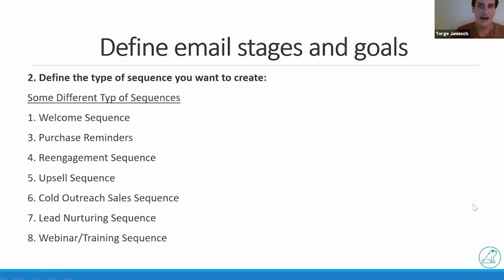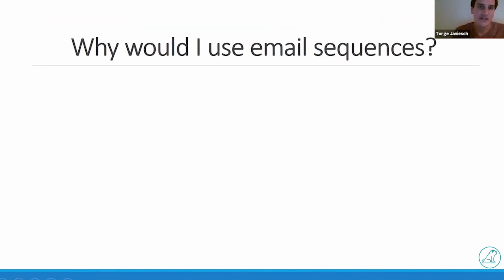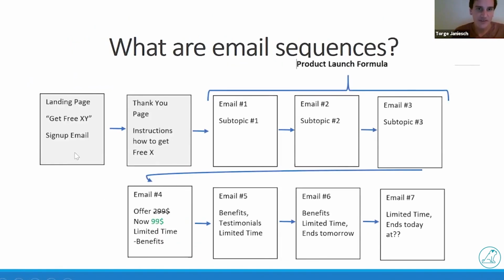Then I would recommend you make the decision of what kind of sequences you want to create. There are different types of sequences for different purposes and different goals. You could make a sequence for someone who's just signed up for your newsletter. This is what we had before, where someone signed up for the newsletter, and then we make some topics, and at some point we can sell them something.